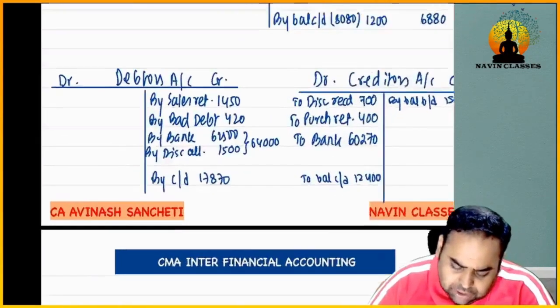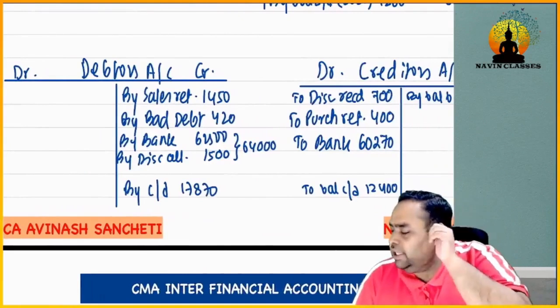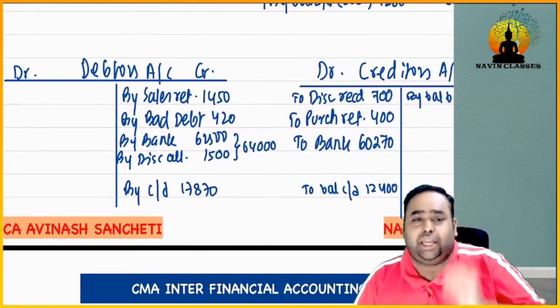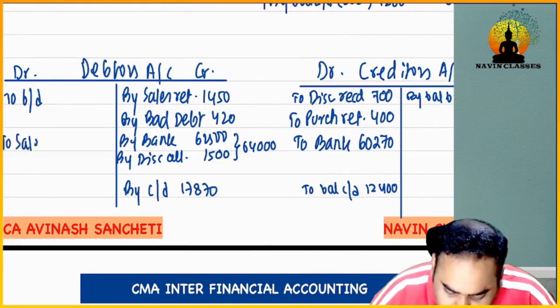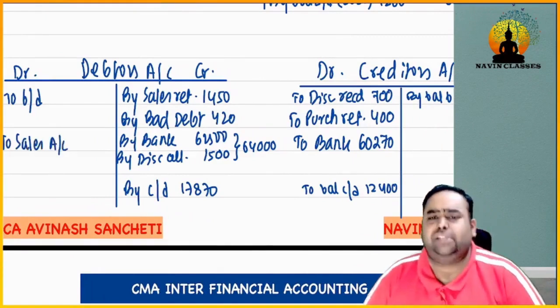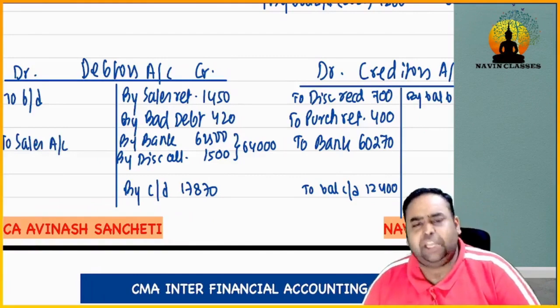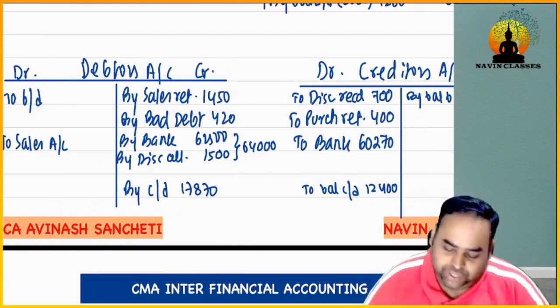In the debtors account, you will see that there is sales returns, then bad debt, collections and closing. But the opening balance is also missing, and credit sales are also missing. So two things are missing, which are the opening balance and credit sales. But I cannot close it in a hurry right now. I will have to wait for it.